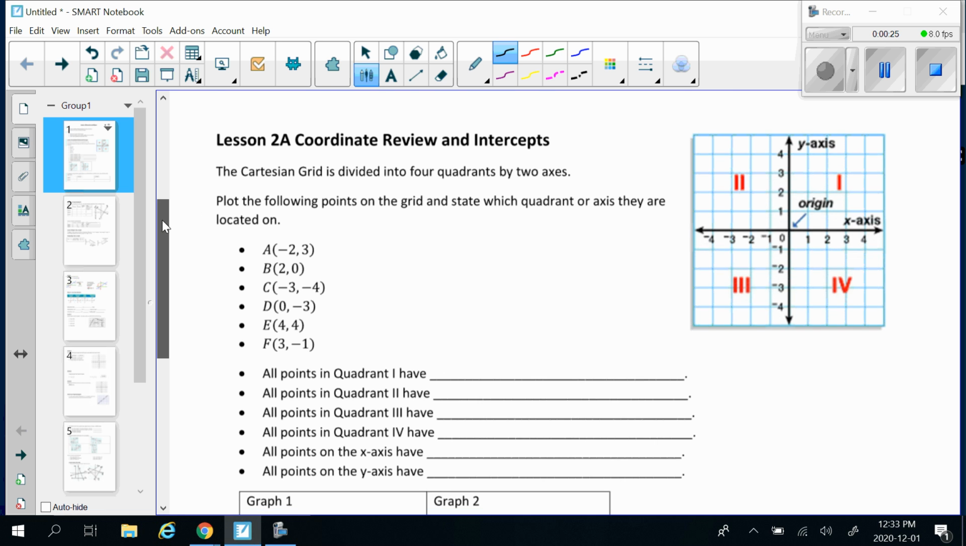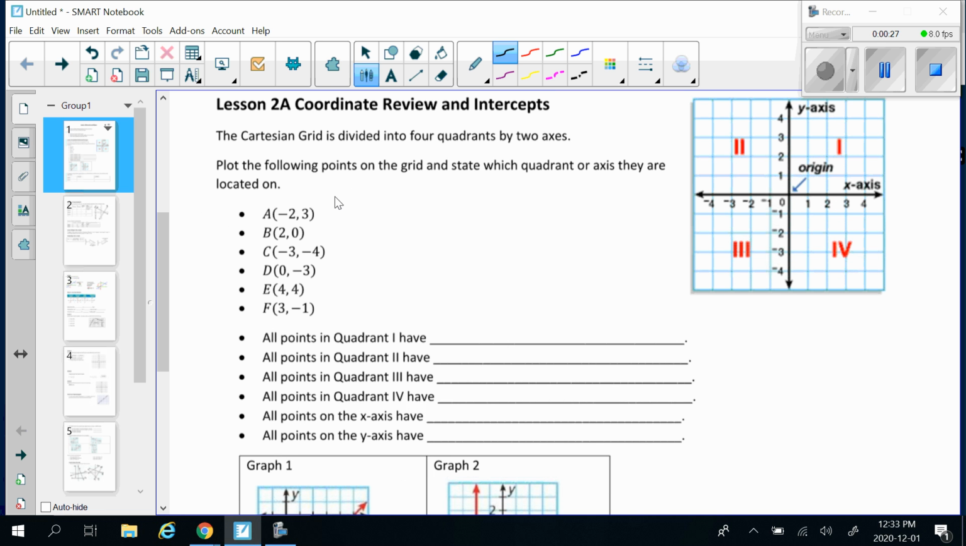So we are going to plot the following points on the grid and then state which quadrant or axis they are located on. The first one I'm going to plot is (-2, 3). You always have to read the x coordinate first and then the y coordinate. So -2, we read that on the x coordinate and then we go 3, 1, 2, 3. We're going to plot that point right here, and that's going to be my point A.